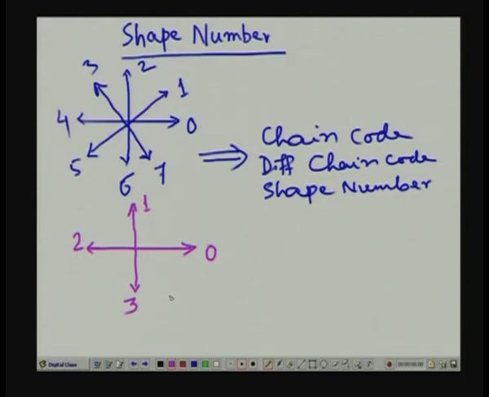So, if I obtain a differential chain code using these 4 different directions, first we obtain a chain code using the 4 different directions, then we obtain the differential chain code. And we have seen that if I consider this differential chain code to be a cyclic set of numbers, then from this differential chain code I can redefine a starting point so that the resulting numerical value will be the minimum, and we have said that that particular numerical value is what we have termed as the shape number.